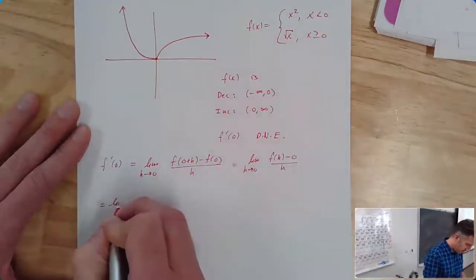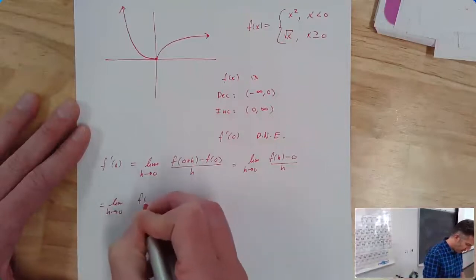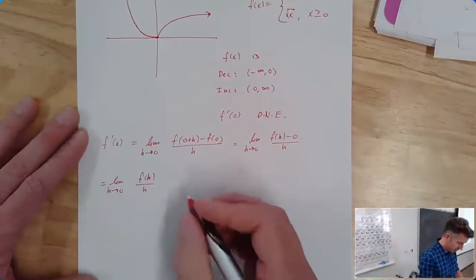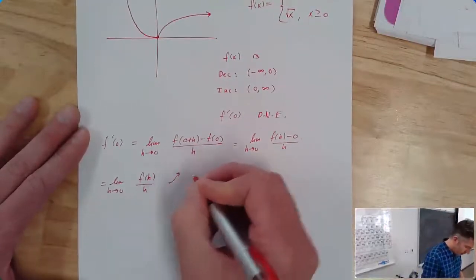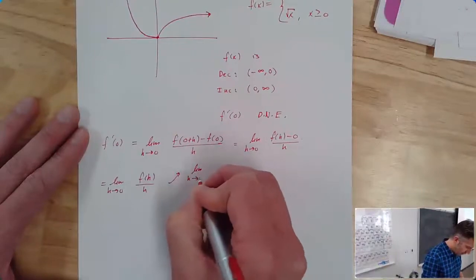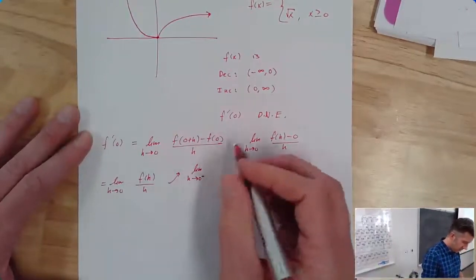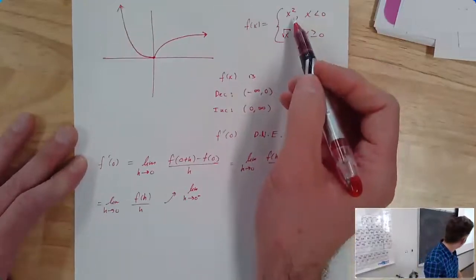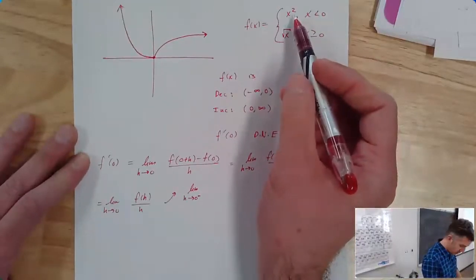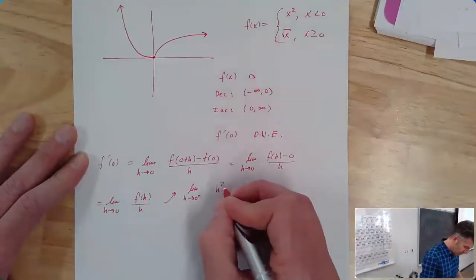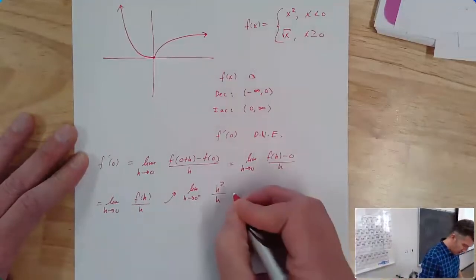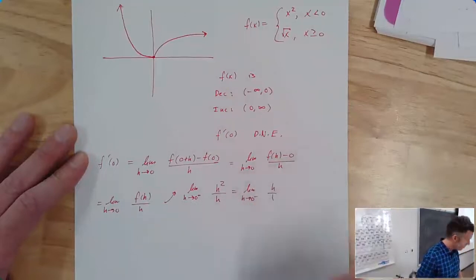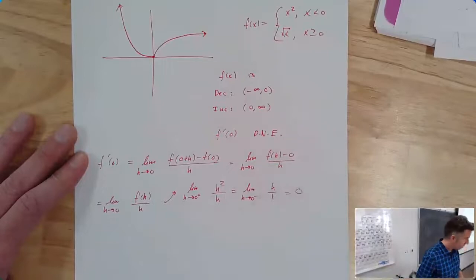So I've got the limit as h approaches 0 of f of h over h, and then we have to split it up into the two-sided limits. You have to go from the left and the right. So if we go the limit as h approaches 0 from the left, well, then I'm less than 0. So then I'm using this piece of the function up here. That's going to be f of h is going to be h squared over h. And that's going to be the limit as h approaches 0 from the left of h over 1, which is just going to be 0.